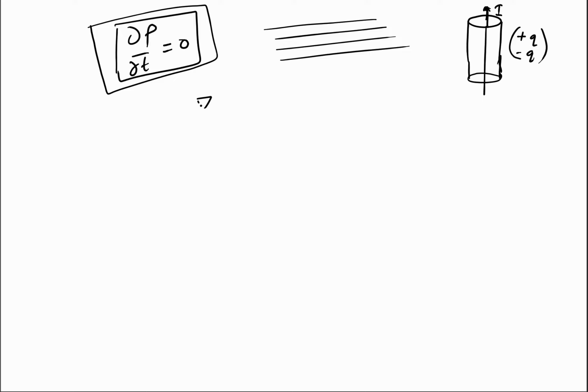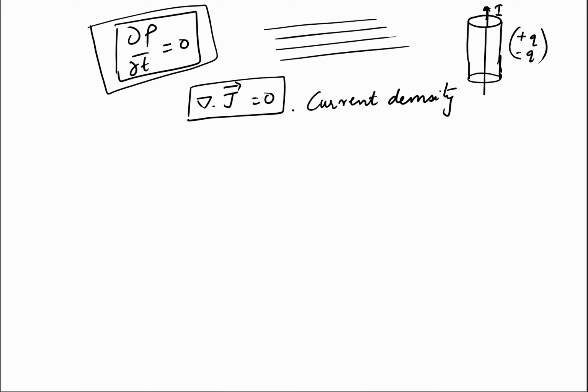So I can write now from the equation of continuity that del dot j is equal to 0. It implies that the current density for steady currents is a divergence-less vector. It implies that the streamlines or field lines of this current density will make closed loops, similar to the magnetic field.